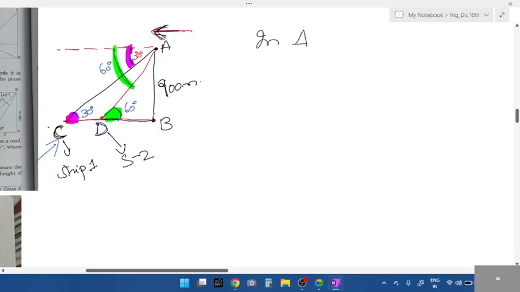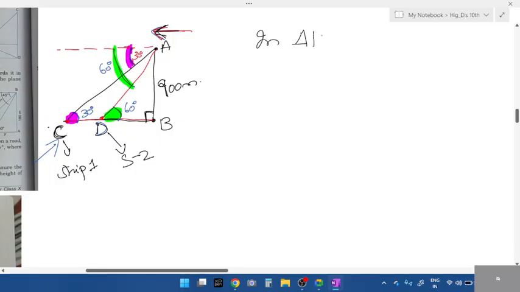Which is the right angle here? Which one is the specific right angle, the 90 degree angle? It is at B, right? With respect to B, you have to split the triangle, not with respect to D. With respect to B, if I split, what's the first triangle I get?